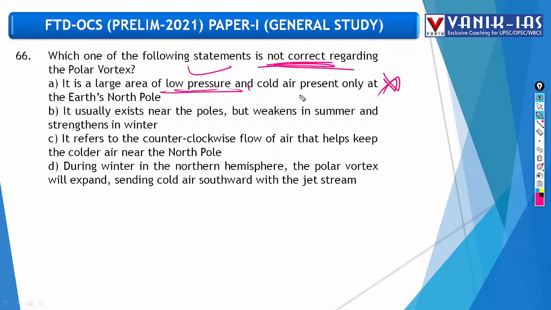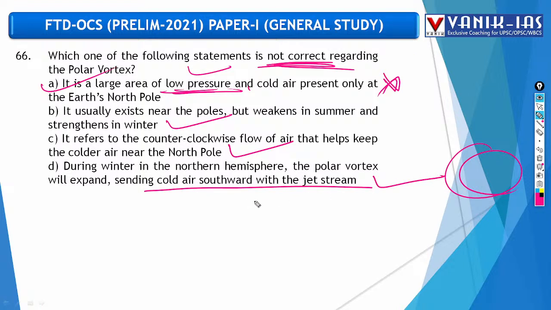All of the other statements are correct. So the answer is A, obviously. It usually exists near the poles but weakens in summer and strengthens in winter. Obviously, low pressure and cold air means strengthening. It refers to the counterclockwise flow of air that helps keep the colder air near the North Pole. During winter in the northern hemisphere, the polar vortex will expand, sending cold air southward with the jet stream. All the statements are right; one is wrong. So which is not correct? A is not correct. Okay, that is the polar vortex.